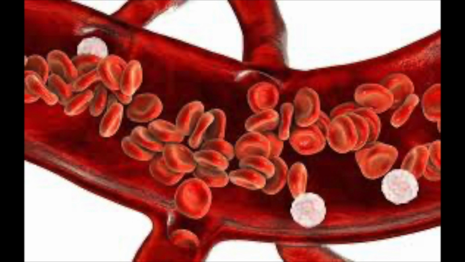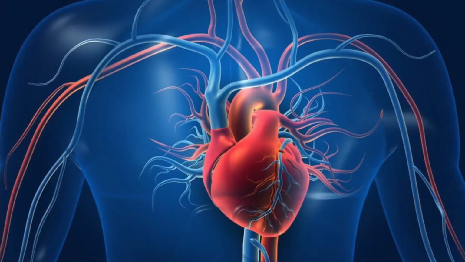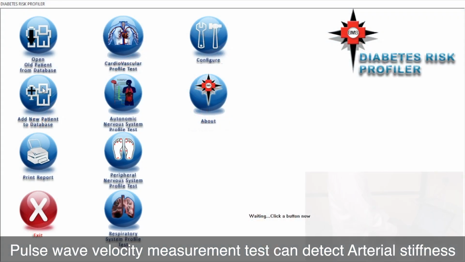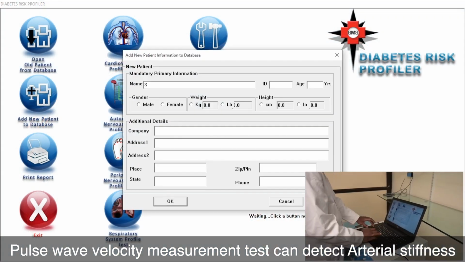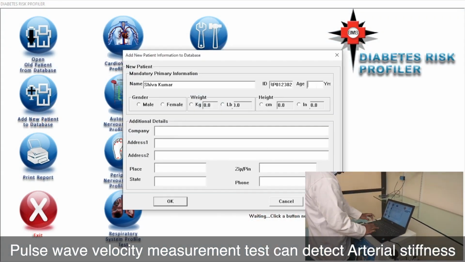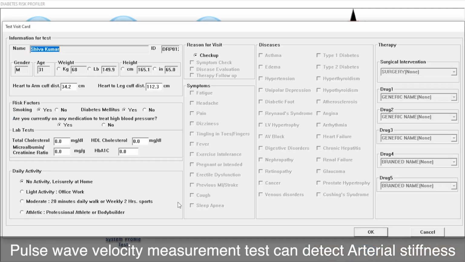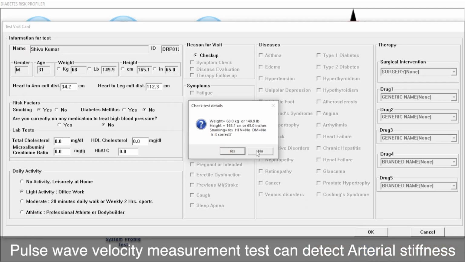Among the most significant complications of diabetes is arterial stiffness, which increases the risk of developing cardiovascular disease, the leading cause of death in people with diabetes. Arterial stiffness can be detected early by undergoing a non-invasive pulse wave velocity measurement test, which provides valuable information about the state of the arteries and the heart.